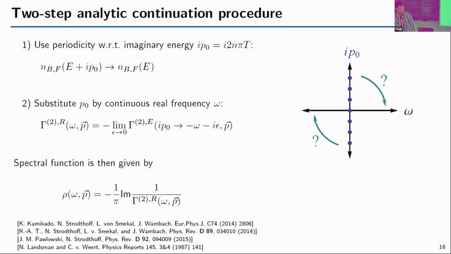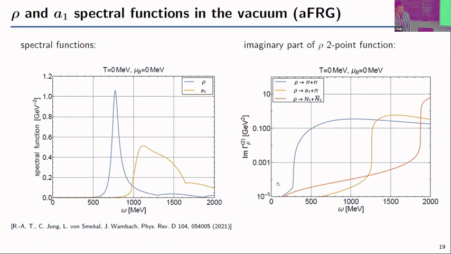Okay, so here you see some results for the spectral functions of the rho and the A1 in the vacuum on the left. So you have in blue the rho spectral function and in yellow here the A1, which look almost like expected. The rho is still a bit too sharp, but we are working on that. And you can also identify which decay channels give rise to all these interesting structures here. So of course the rho peak is generated by pion decay. And then at higher energies, you have rho into A1 and pion. And at very high energies, you have rho decaying into nucleon, antinucleon.